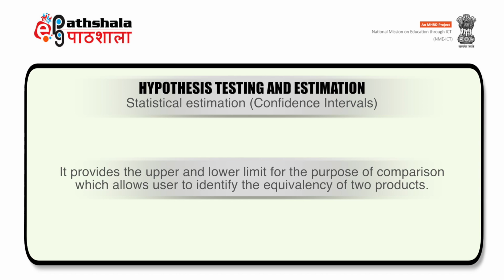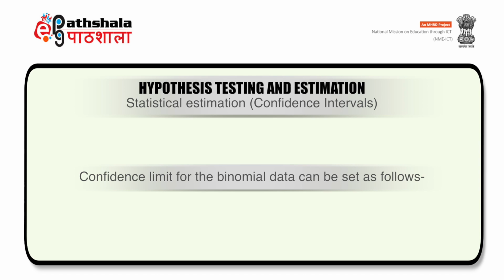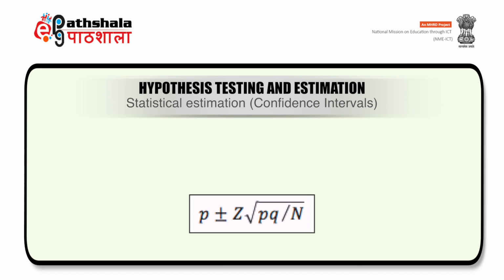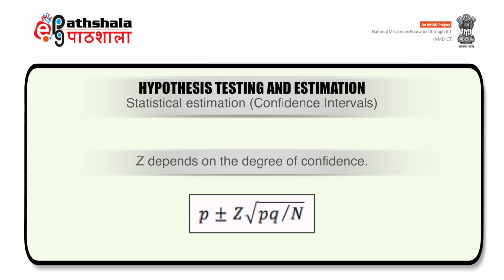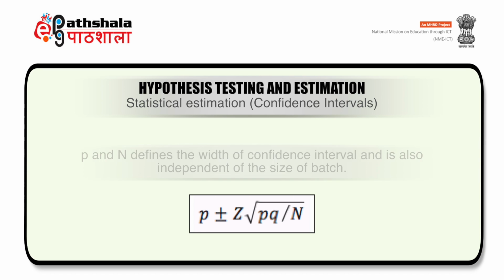It provides the upper and lower limit for the purpose of comparison, which allows the user to identify the equivalency of two products. Confidence limit for binomial data can be set as follows. In the equation, Z depends on the degree of confidence, P and N define the width of the confidence interval, and it is also independent of the size of the batch.